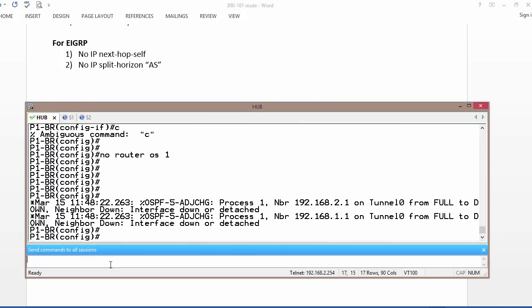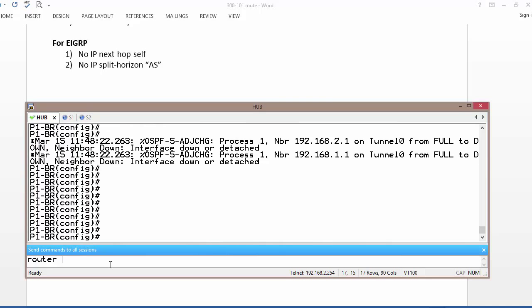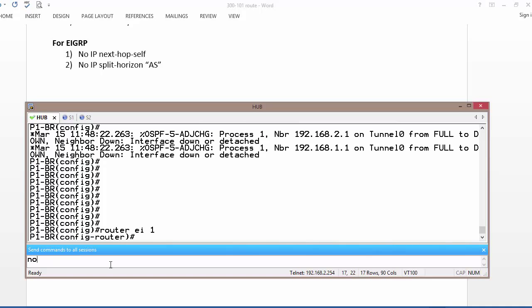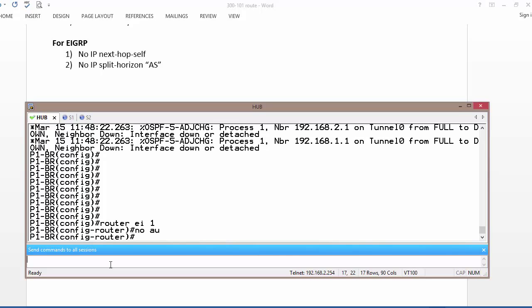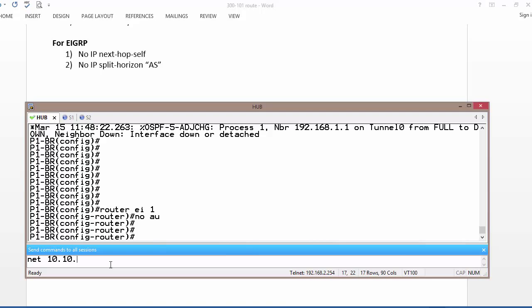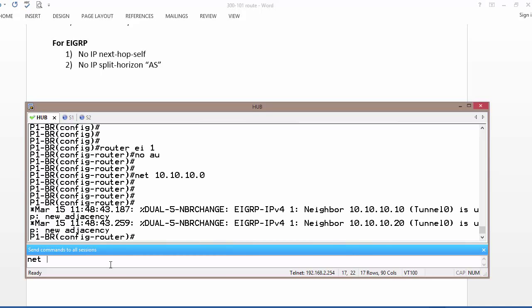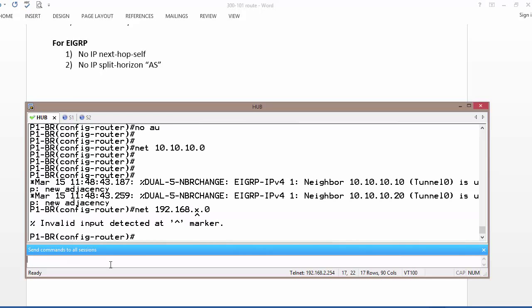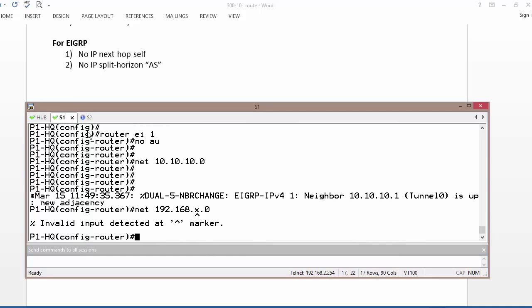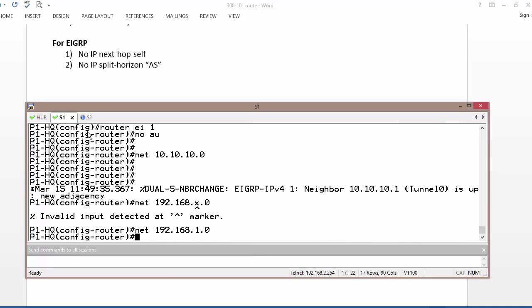And now what I'm going to do is enable Enhanced IGRP. So router eigrp 1, no auto-summary. Advertise all networks on the router: the loopback address 10.10.10.0, as well as the loopback interface emulating a LAN, 192.168.x.0, so x.0, which is 1 and then 2.